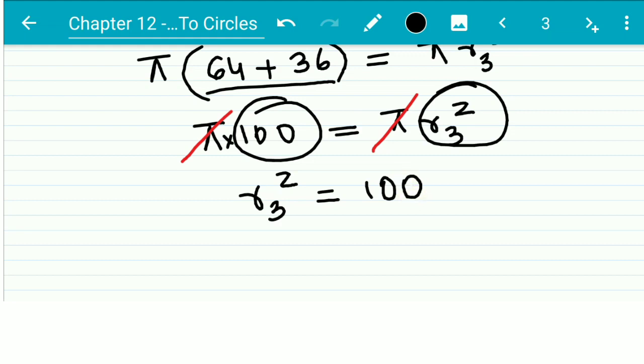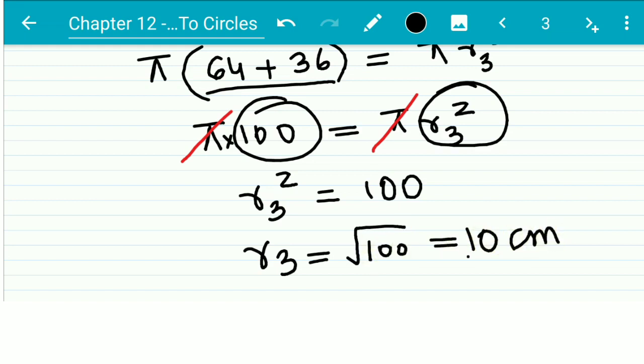We don't want r3 square. They are asking only r3. What is the radius? So we need to cancel that square. I told you, whenever we cancel the square, we need to put a root on the other side. So I am cancelling the square. That means r3 is equal to root of 100. What is root of 100? 10. 10 centimeter. So we got the radius is equal to 10 centimeter.